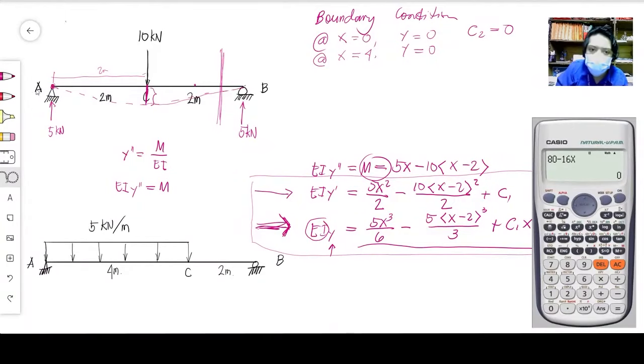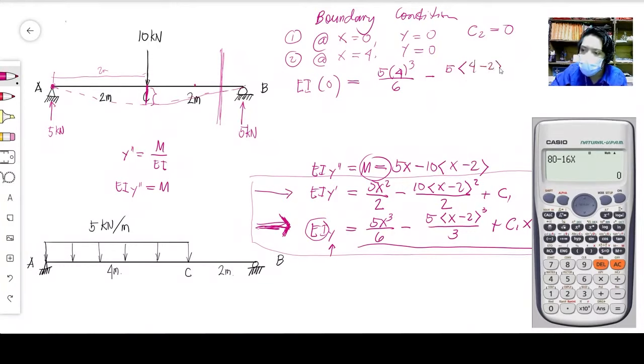Okay, now we have C2. Let us use the second boundary condition. The first boundary condition gave us the value of C2. Let us apply the second boundary condition using the same equation. EI y is 0, of course, is equal to 5 times x is 4, cube over 6 minus, and here we do not disregard because the value inside is positive, that is 4 minus 2, cube over 3, plus C1 times 4, and C2 is 0.